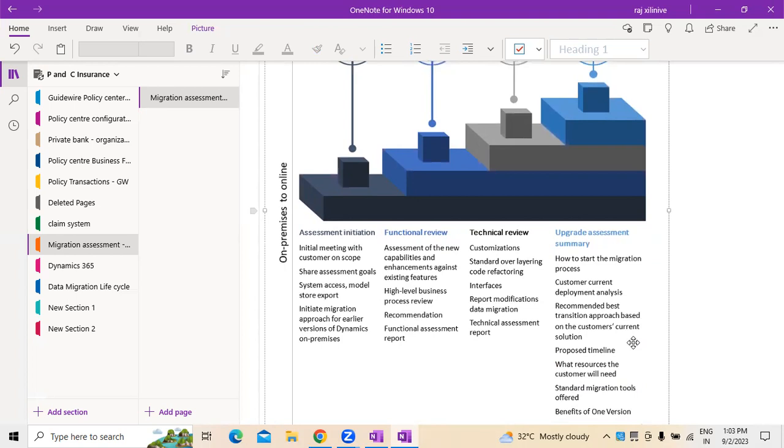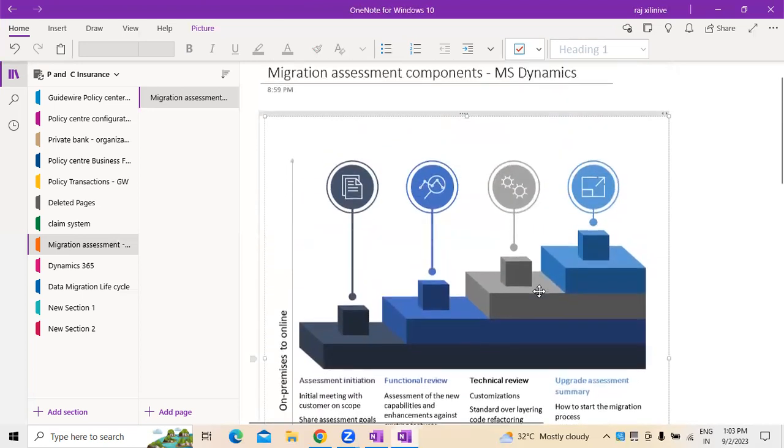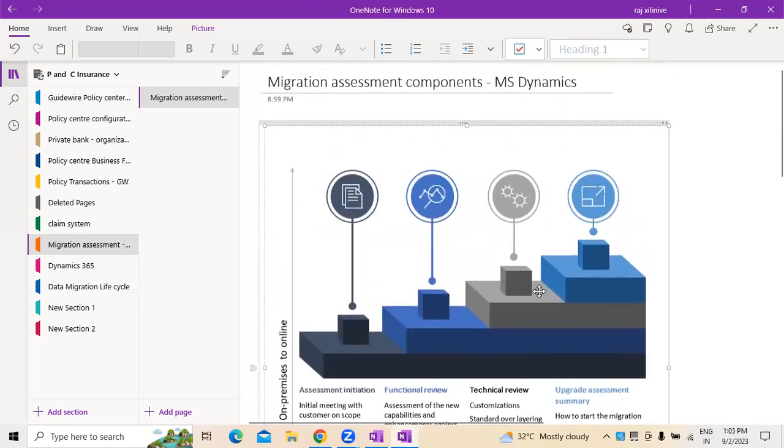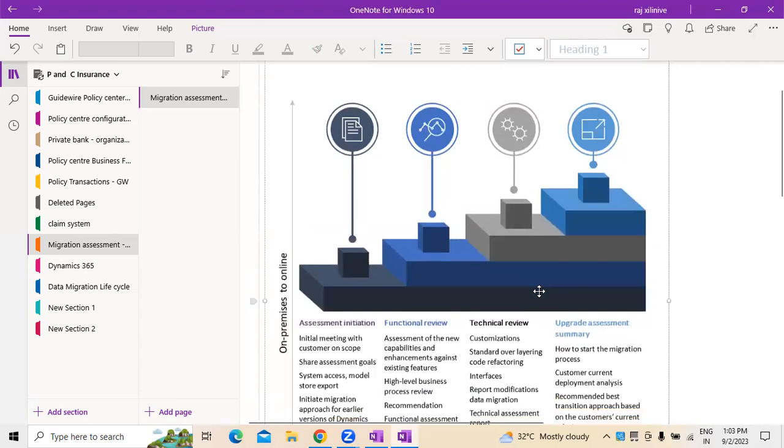because timelines are important for any project. Along with this, we need to know what resources a customer needs when the transformation implementation takes place, followed by standard migration tools and the benefits of the versions. All of these are the migration assessment components on Dynamics that one has to understand.